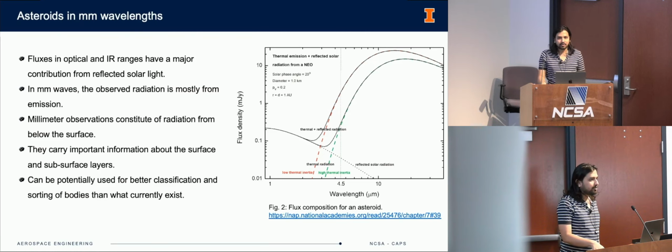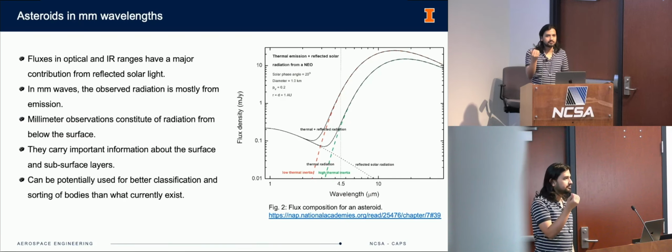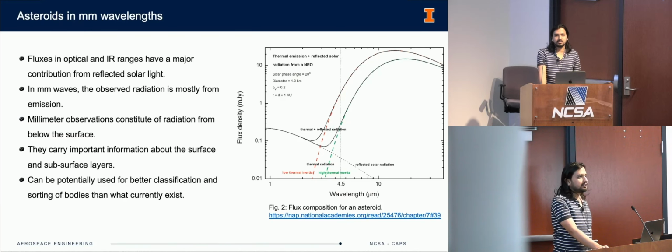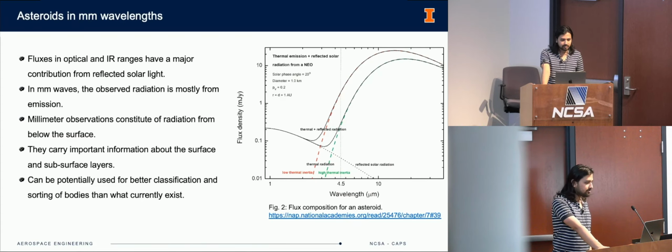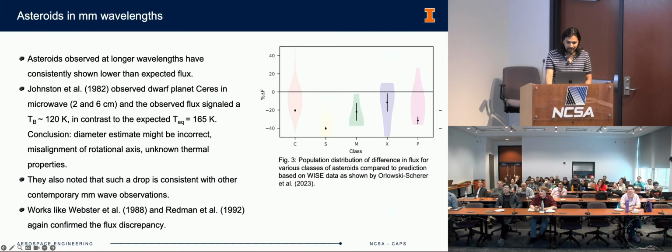And more interestingly, it is not just emission from the surface, it is also emission from the subsurface layers. So if we can properly analyze the data that we get in millimeter waves, it can tell us things about the surface and also subsurface conditions of asteroids. And it can also potentially be used for a better classification of the asteroids than the classification system we already have. All of that is there, but there's a problem.